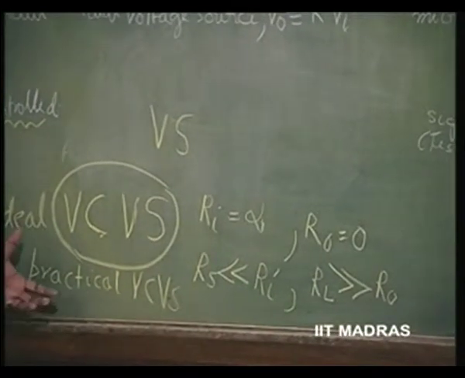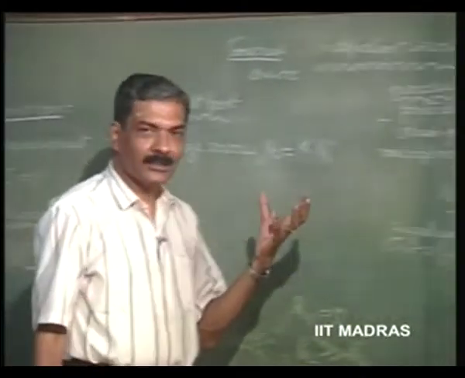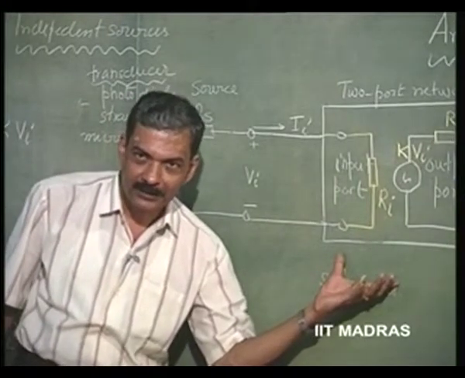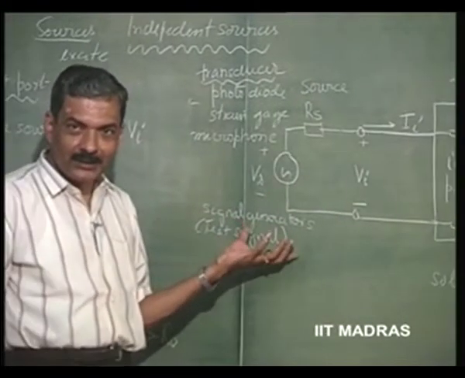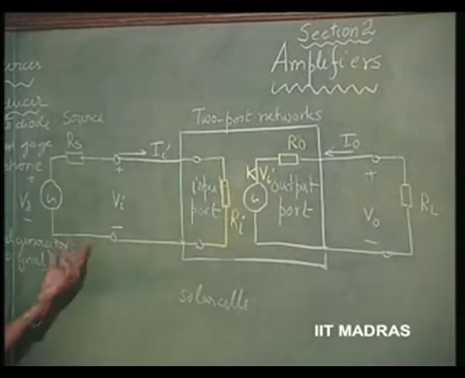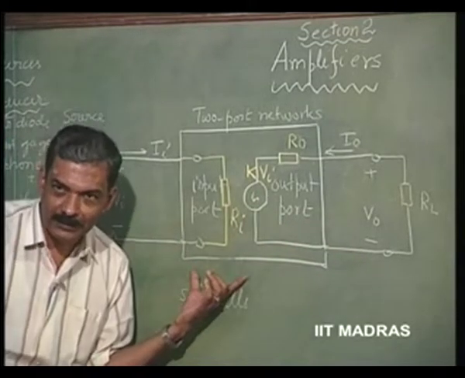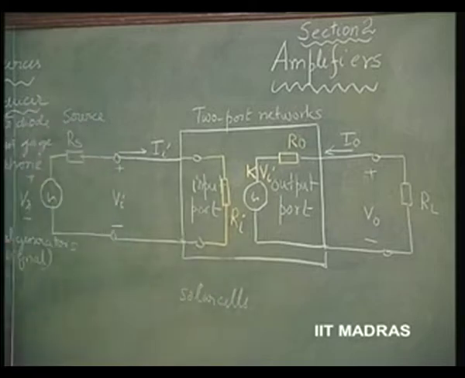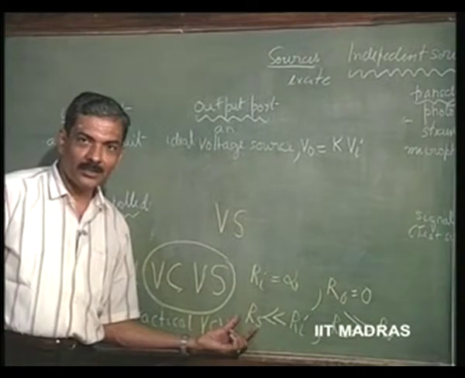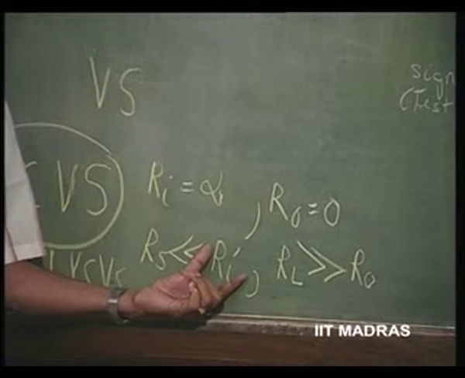So, in a practical amplifier, you will call this an amplifier which is close to a voltage controlled voltage source if you know what is the source that is feeding this amplifier and what is the load. So, given the source and the load, I can call this a voltage controlled voltage source amplifier only when I have RS, the source resistance, much less than what is called the input resistance of the amplifier.